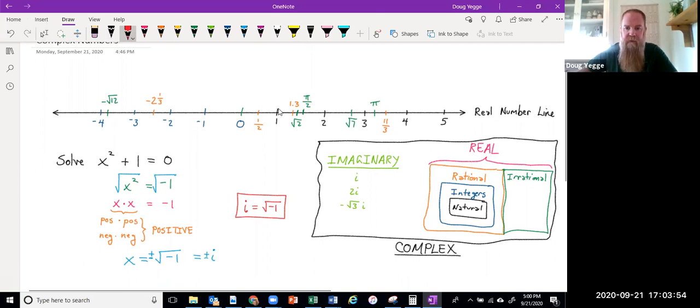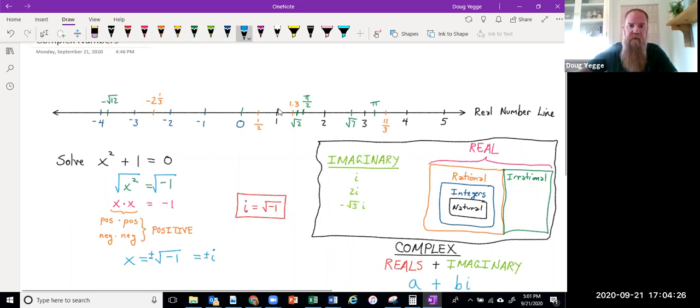So it's all the reals plus all of the imaginary. And since we know that all real numbers don't have an i, but all imaginary numbers do have an i, then the general form for all of these numbers is a plus bi.